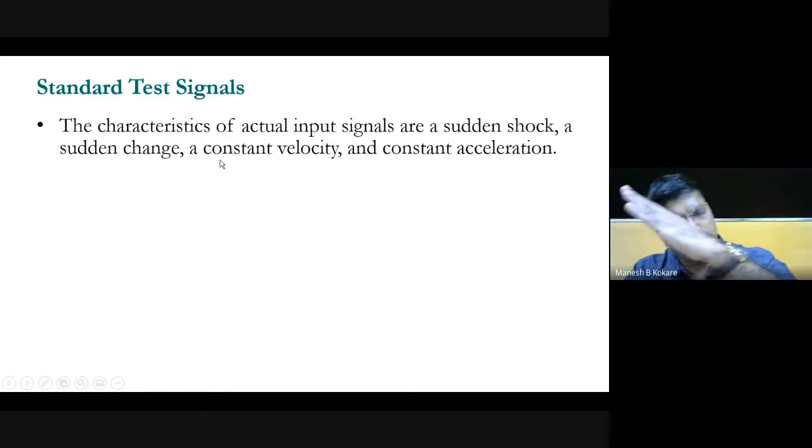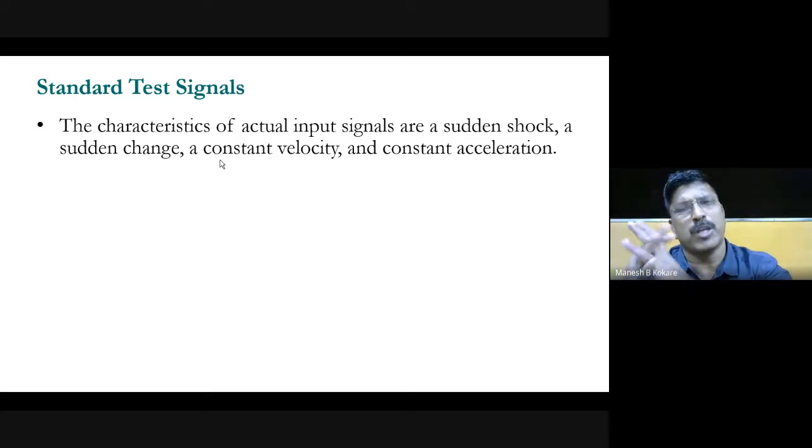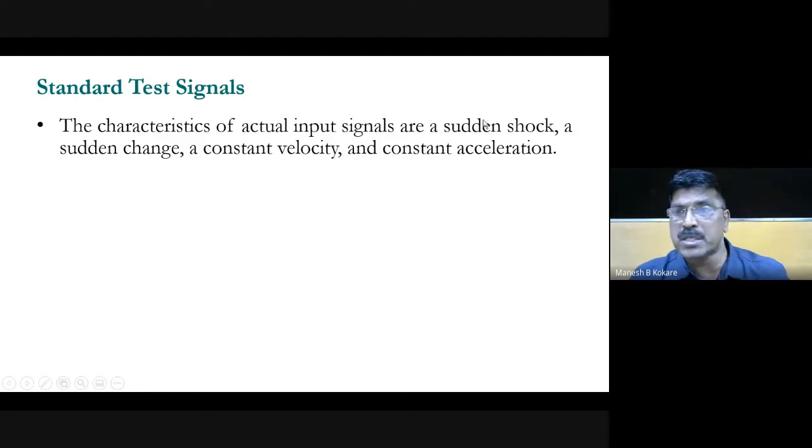And for constant velocity, like for example, when your input is increasing constantly, the ramp signal represents the constant velocity. Or if there is a constant acceleration, the parabolic input represents the constant acceleration. This means you can test your system in the laboratory by using sudden shock, which is the impulse input, or sudden change, which is the step input, or constant velocity, which is the ramp input, or constant acceleration, which is the parabolic input. So that's why the impulse signal, step signal, ramp signal, and parabolic signal, all those four signals are considered standard test signals in a control system.